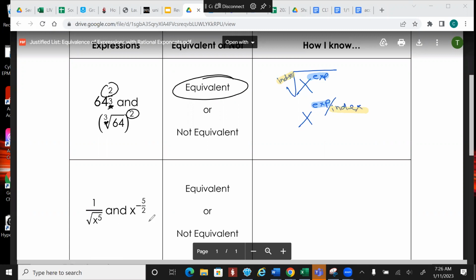All right, on number 2, are they equivalent or not equivalent? Equivalent, okay? Don't let the negatives be that big of a deal. Remember, if it's negative, it's going to flip that fraction.